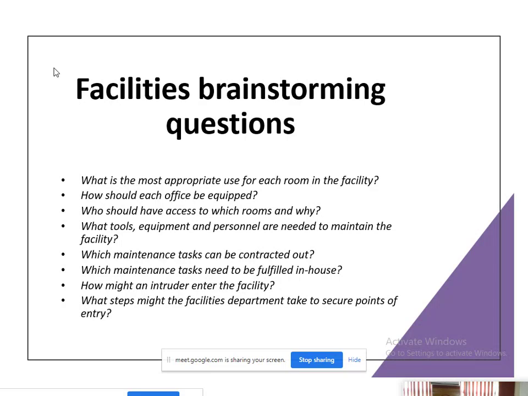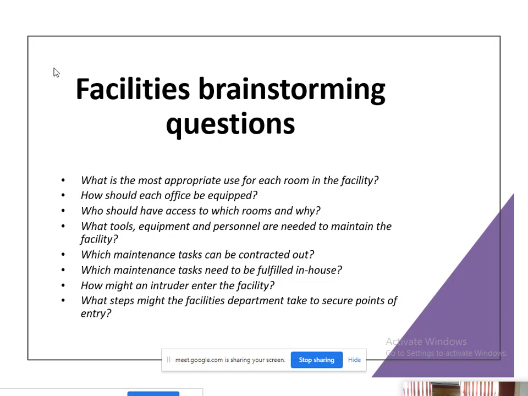So the first point is, what is the most appropriate use for each room in the facility? So whatever facility we are having, in what way are we using that? How should each office be equipped? So in our office, whatever rooms we have, how much we are using these rooms as a facility, and how much each office is equipped with that facility. Who should have access to which rooms and why?